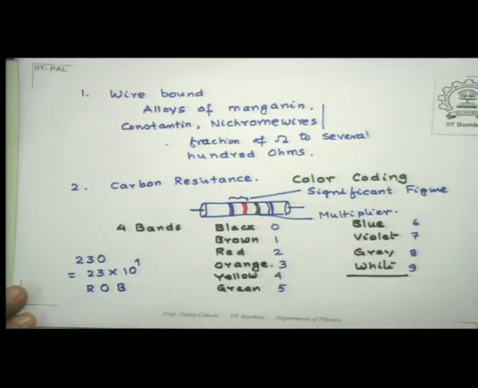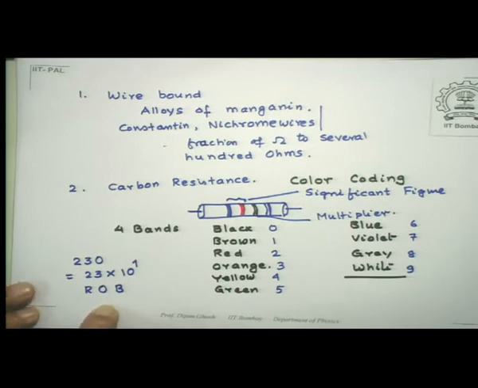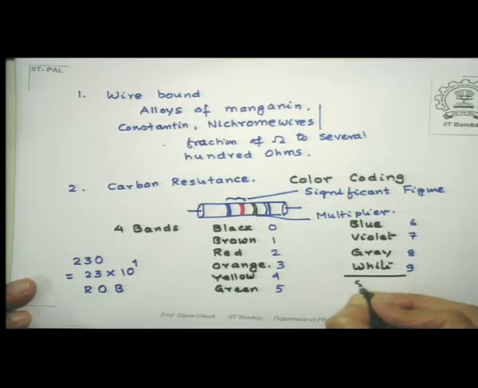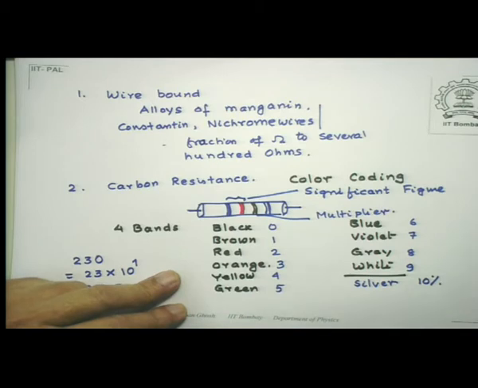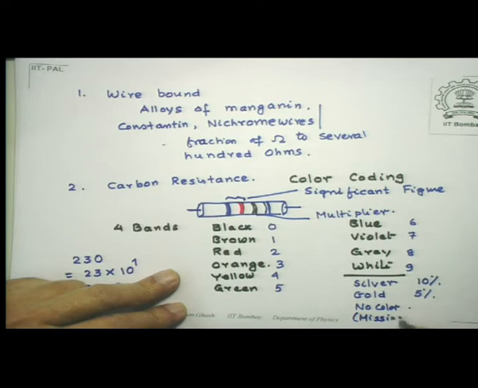There is a fourth band which tells you the tolerance level, and this fourth band is either silver, which represents a 10% tolerance, or gold, which represents a 5% tolerance, or no color, that is the band is missing, which represents a pretty bad tolerance, which is 20% tolerance.